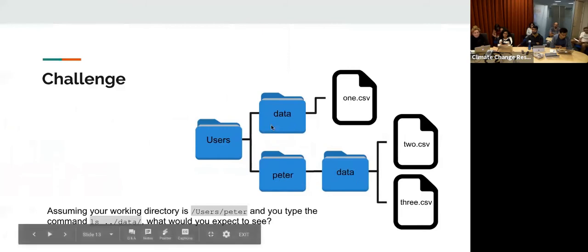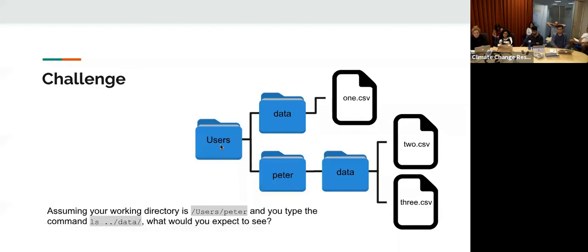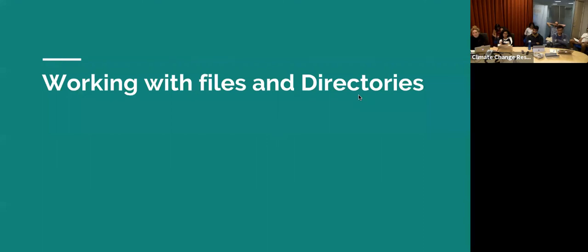But which one? This one, yes, correct. Because you would first go up in this directory, and then in this directory it would look for the subdirectory data, which it finds, and then you're here, and then it will list the contents of this data, which is 1.csv. Any questions so far?